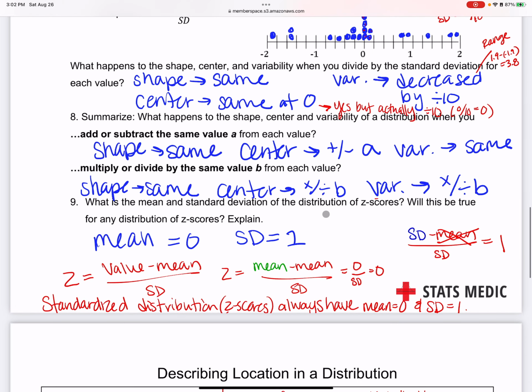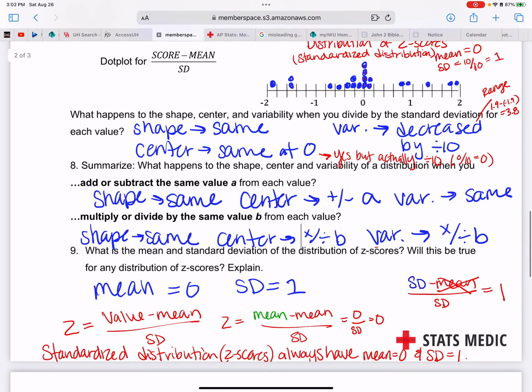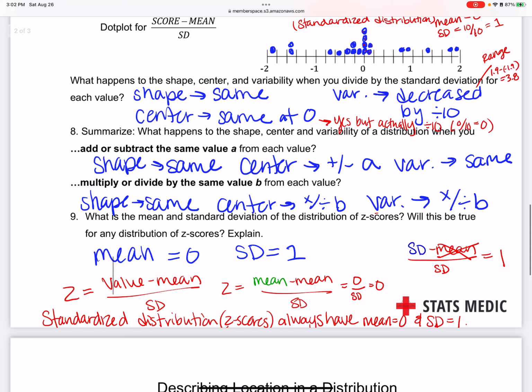The mean and the standard deviation of the distribution of z-scores are true for any distribution of z-scores. With my z-score, my mean is always going to be 0, and my standard deviation is always going to be 1. The reason is that I'm taking the value minus the mean, and so you notice that's the mean minus the mean, and that's always going to be 0. So that's why my mean in my z-score model is going to be 0. For the standard deviation, same thing: I have the standard deviation minus my mean divided by the standard deviation, and standard deviation divided by standard deviation is going to be 1.